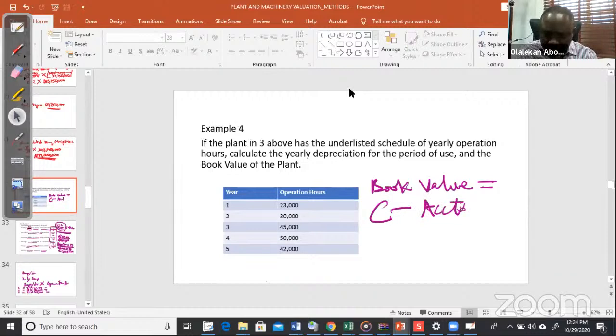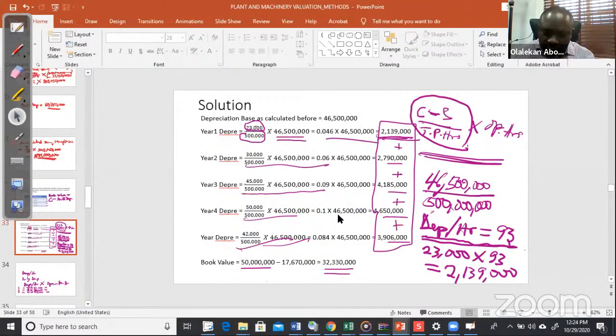accumulated or total depreciation. Okay? Which means depreciation for the first year, for the second year, for the third year, for the 4th year, and the 5th year, added together. Let's go back to the slide where I showed you. This is it here. So all this depreciation added together gives us 17,670,000. When you remove it from the cost, you now have 32,330. That is your book value.